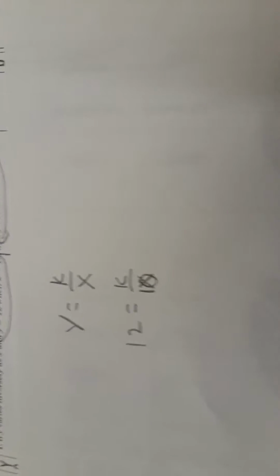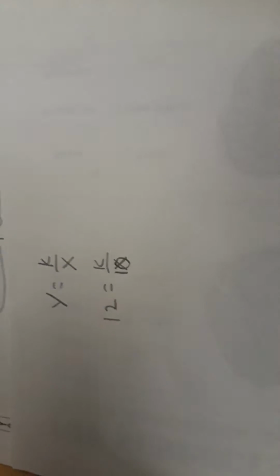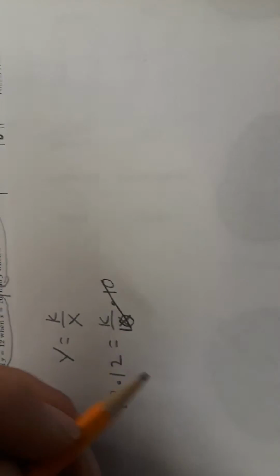Hey, I didn't put a 10 there. Silly. Okay, there we go, 10. All right, now, if I want to get k by itself, it's being divided by 10, so I'll have to times by 10. Do it to each side. So now we see that k equals 120.